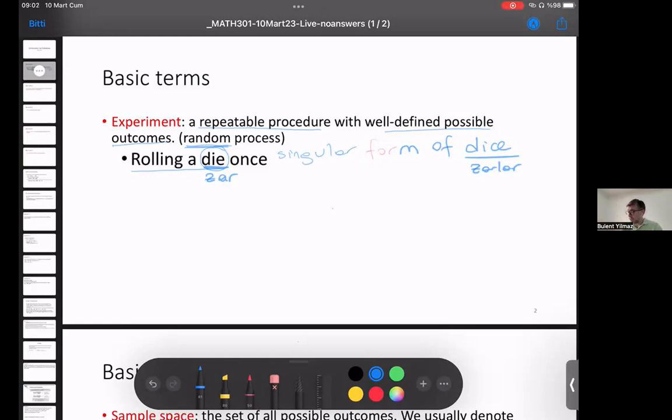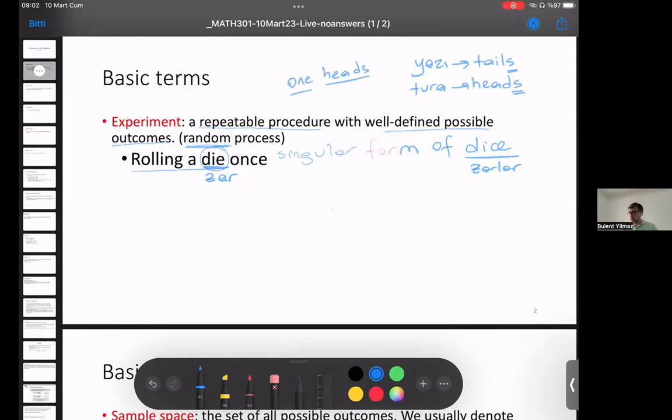For example, we have yazı and tura. Tura is heads in English. Yazı is tails. Please be careful, at the end we have s. Tails and heads. I have one heads. Bir tura geldi. One heads.